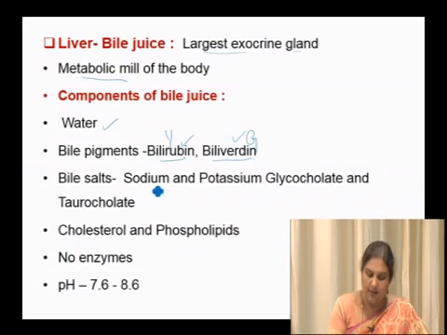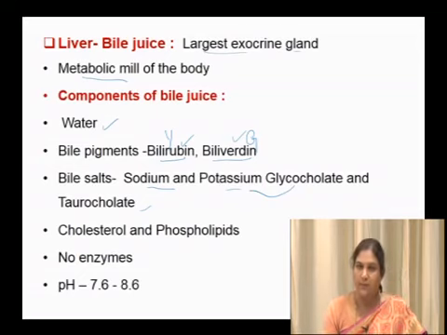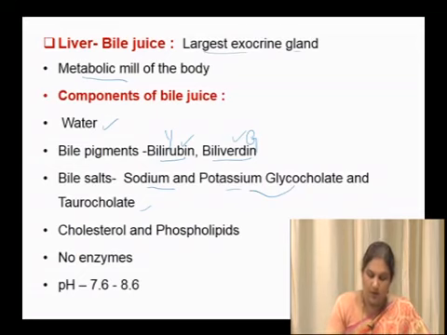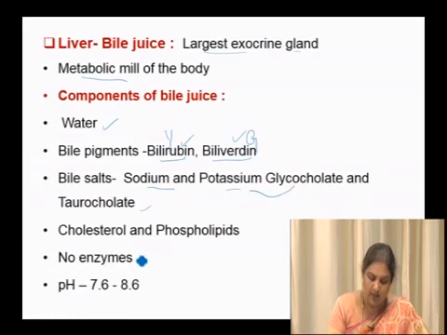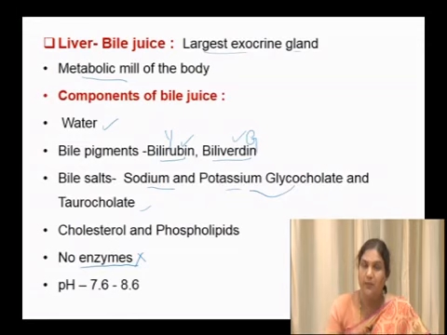Bile salts are there, sodium and potassium, glycocholate and taurocholate respectively. Cholesterol and phospholipids also happen to be components of the bile juice. See, the only digestive juice which does not possess any sort of enzyme is the bile juice. What's the pH of this bile juice? It is alkaline, 7.6 to 8.6.